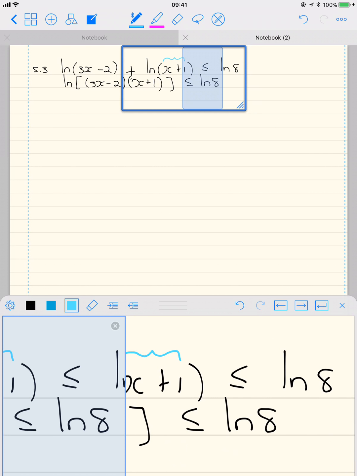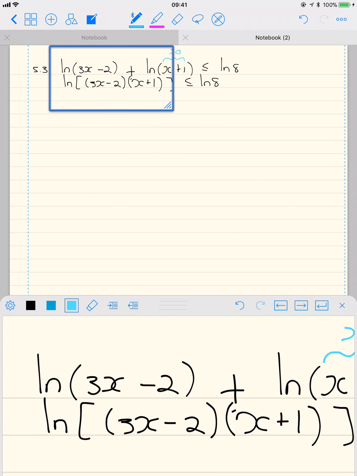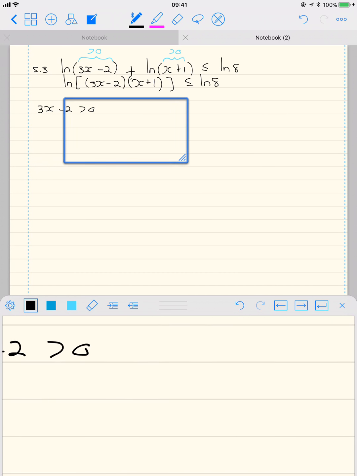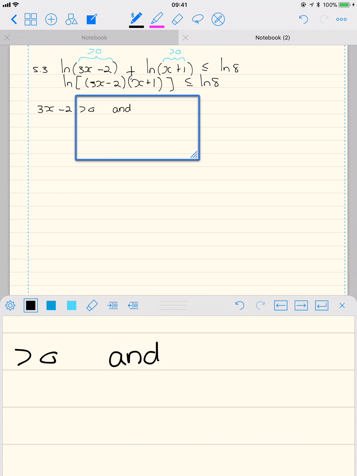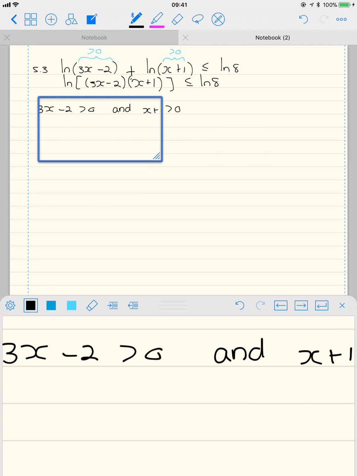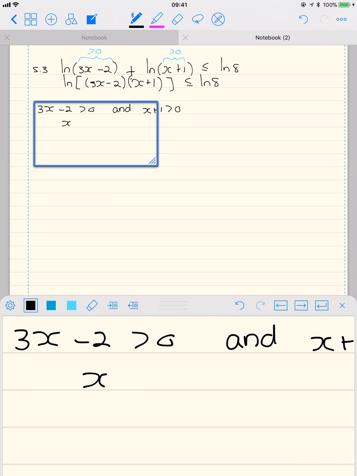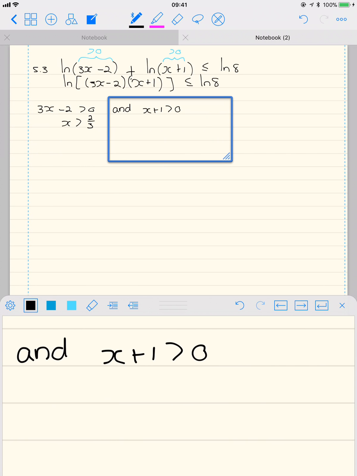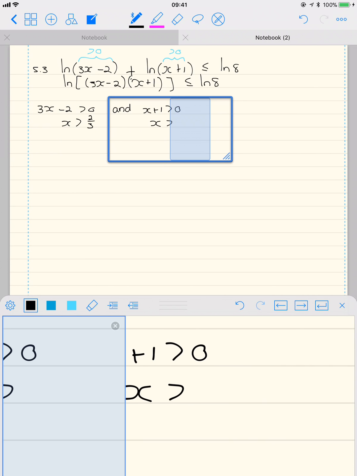Remember that this must be greater than 0 and this must also be greater than 0, because you cannot put negative values or zeros into a ln function. So we'll start with that. We will say 3x minus 2 must be positive and x plus 1 must be positive. So then we will have that x must be greater than 2 over 3 and x must be greater than minus 1.